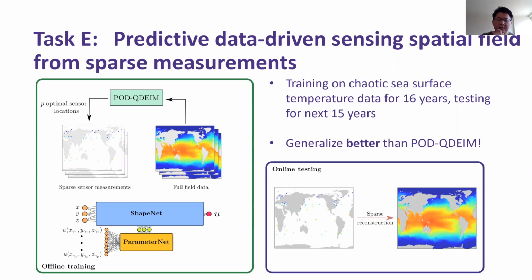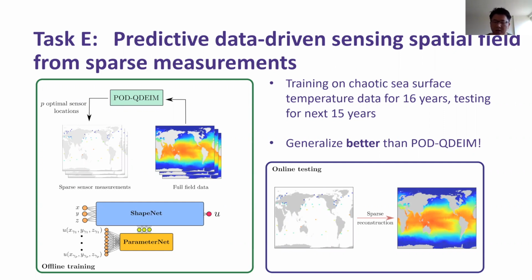And then the ShapeNet takes X, Y as input, no Z over there. And then we train this, we trained from 1990 to 2006 as our training data. And we predict the sea surface temperature for the next 16 years, basically up until 2022.